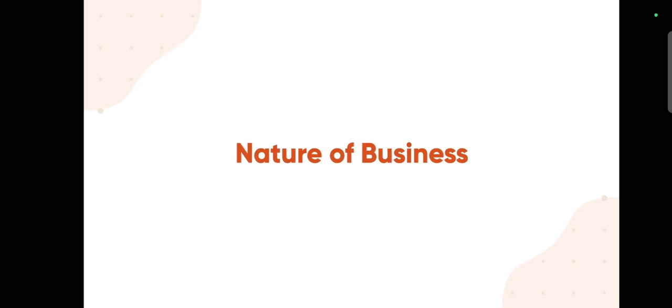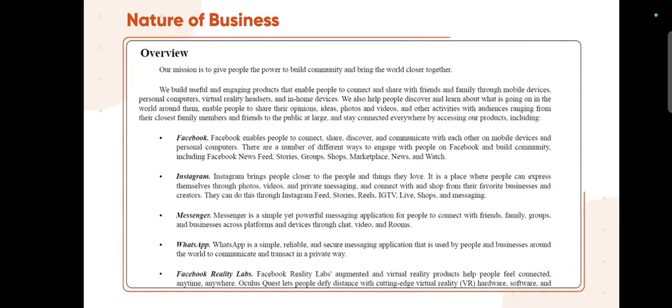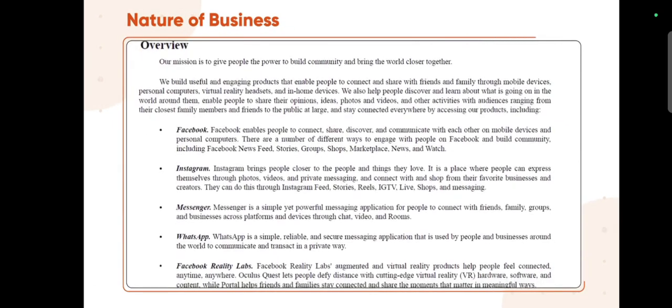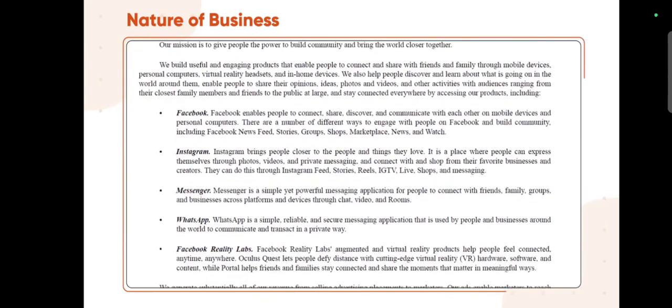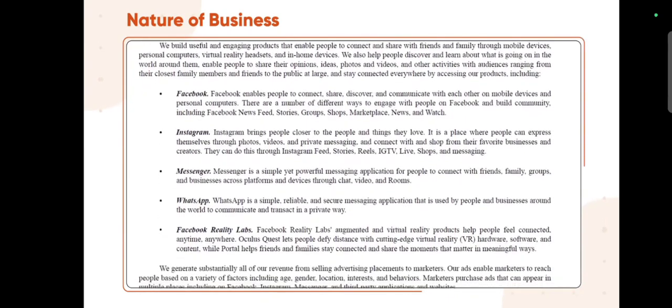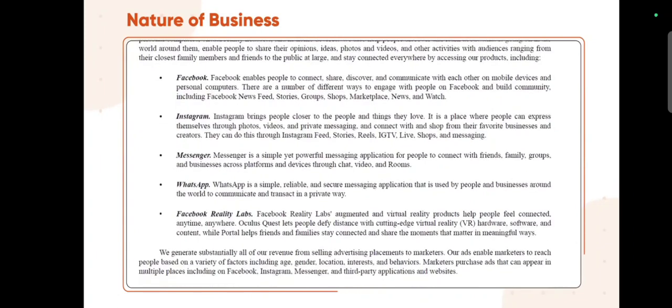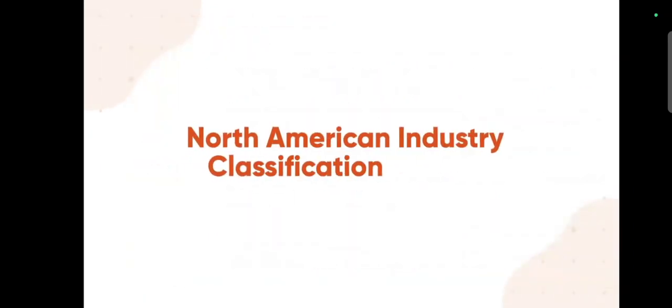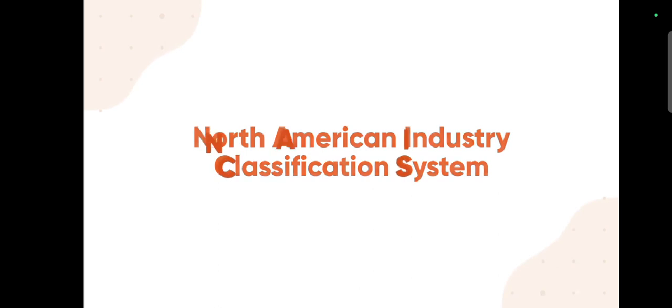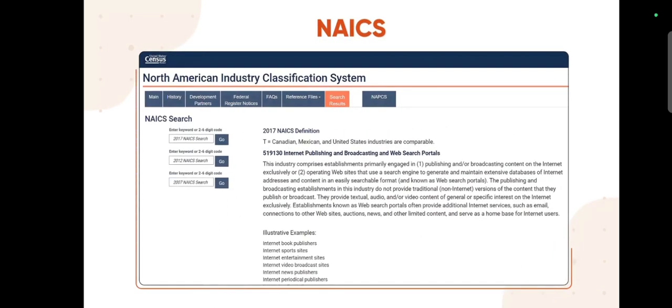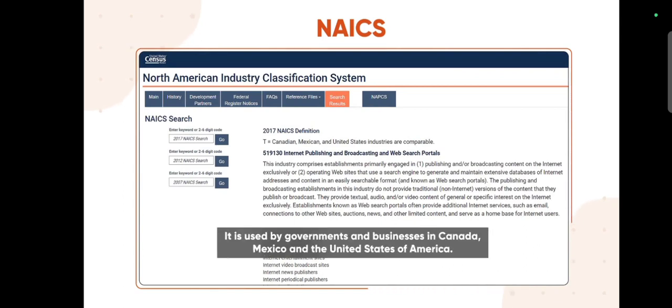Nature of business is the business activity the entity undertakes and the type of industry it belongs to. This parameter defines the overall research base for the entity. North American Industry Classification System, NAICS, is a classification of business establishments by type of economic activity, process of production. It is used by governments and businesses in Canada, Mexico, and the United States of America.